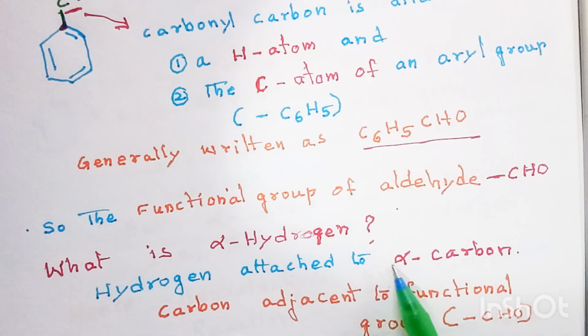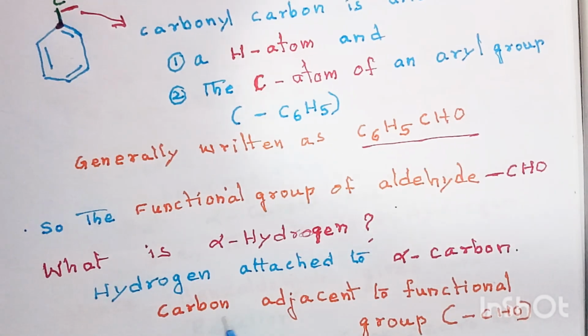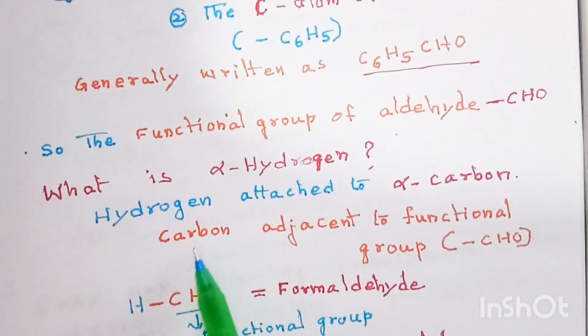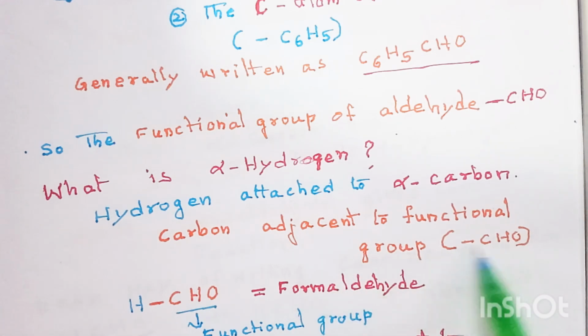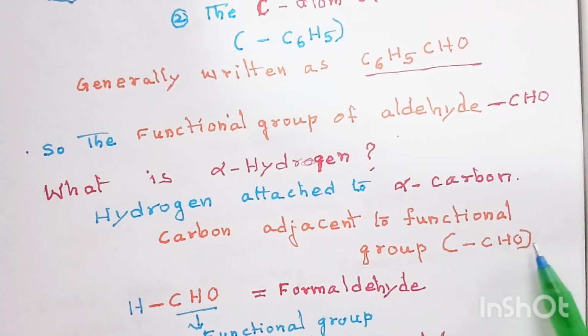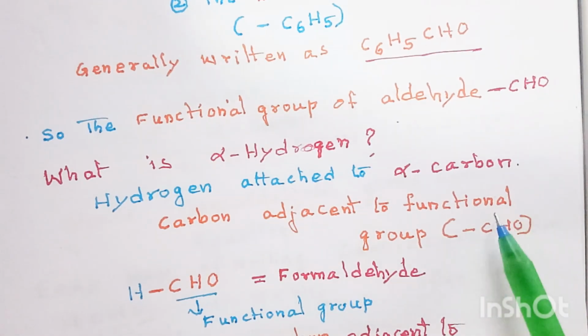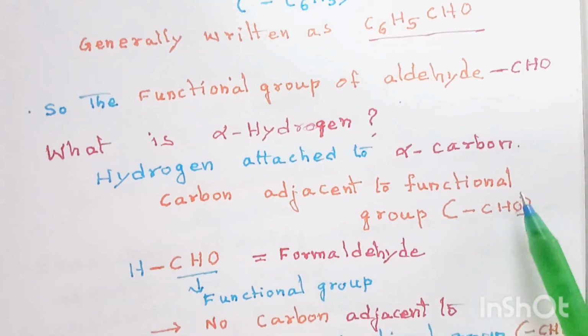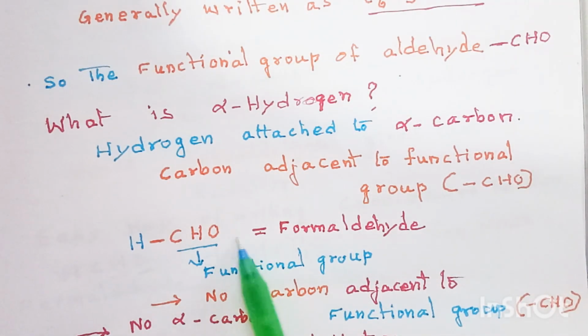Now what is alpha hydrogen? Hydrogen which is attached to an alpha carbon is called alpha hydrogen. What is alpha carbon? Carbon adjacent to the functional group CHO is the alpha carbon. Okay.